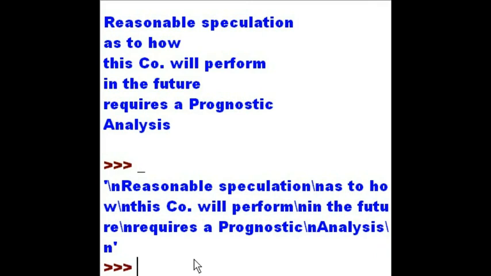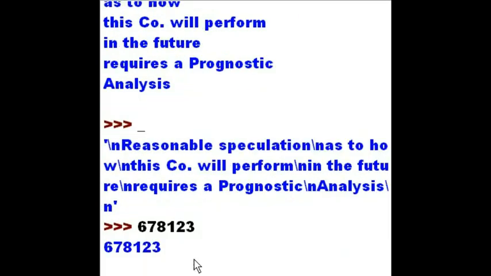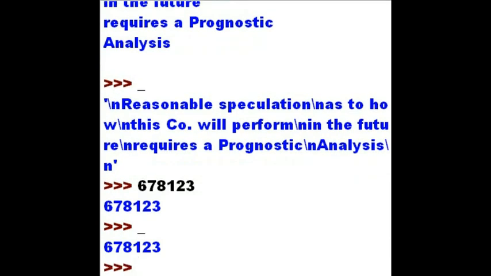Let's key in a number. 6, 7, 8, 1, 2, 3. I hit Enter. 678,123. I'm very much interested in this 0th, 1st, 2nd character right here, that 8. I want to print that out. So the last thing that I keyed in was 6, 7, 8, 1, 2, 3. Let me see if I can print that out again. And I can.